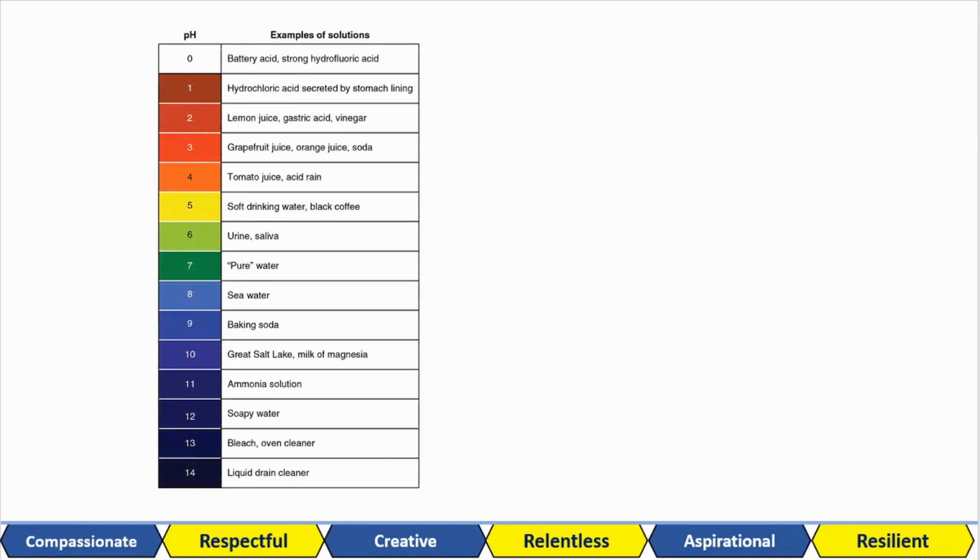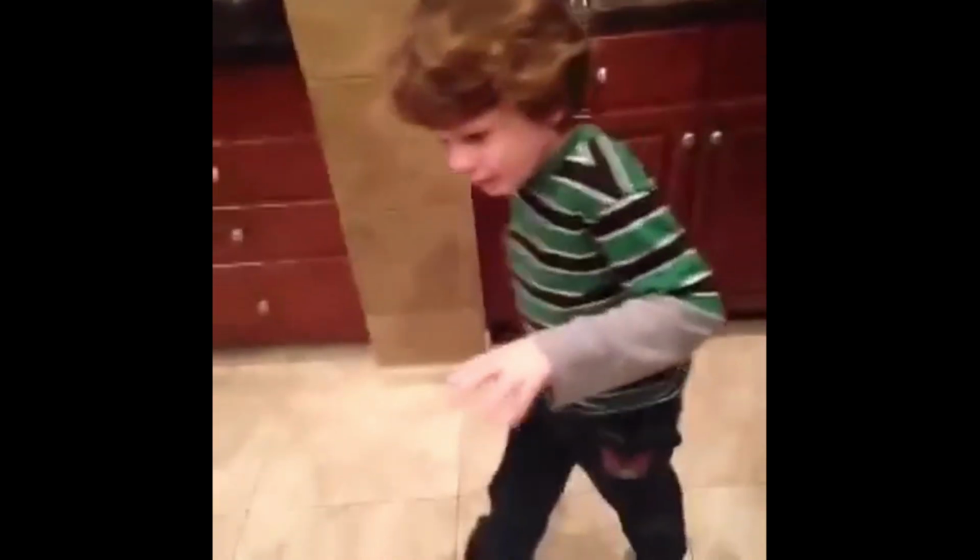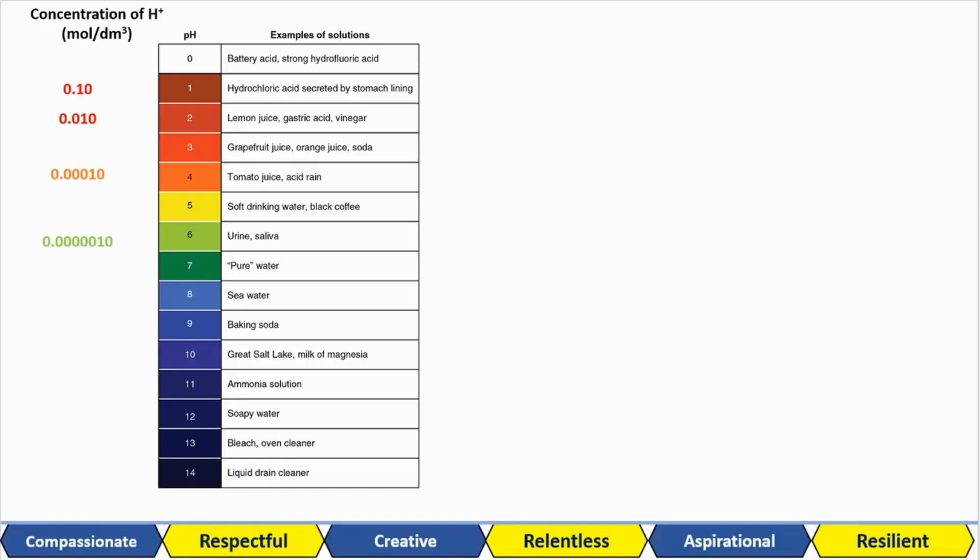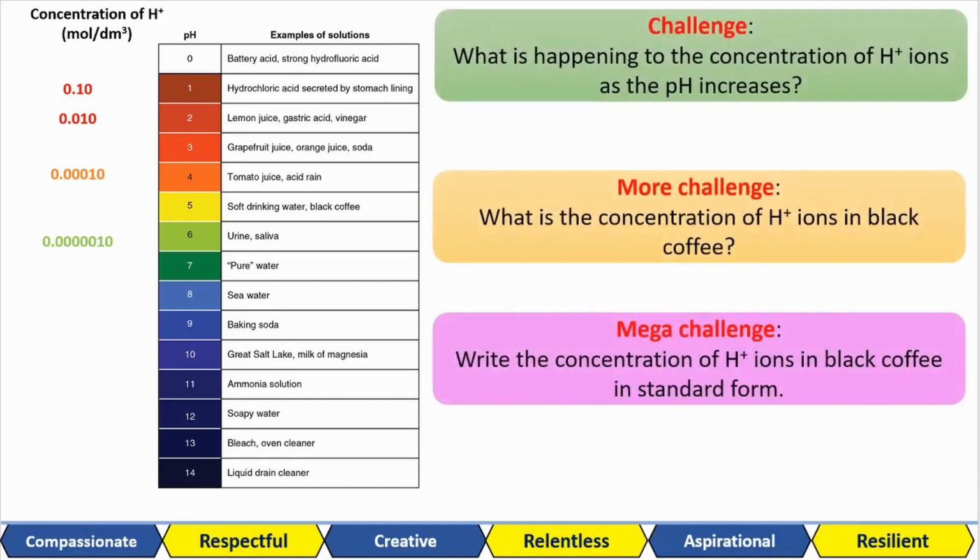Here is the pH scale once again, and I'm going to partially fill out the concentrations of hydrogen ions in each solution. I know this looks a little bit crazy now, but there is a method to this madness. Just pause the video here and try and answer these challenge questions.